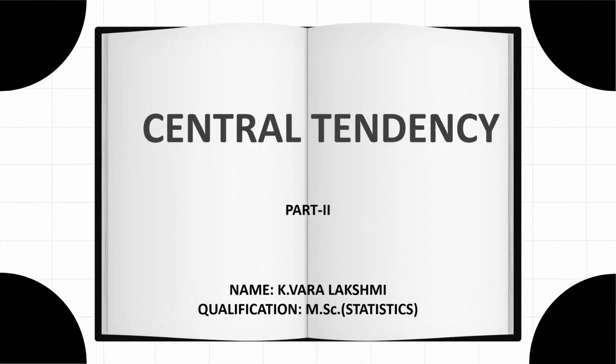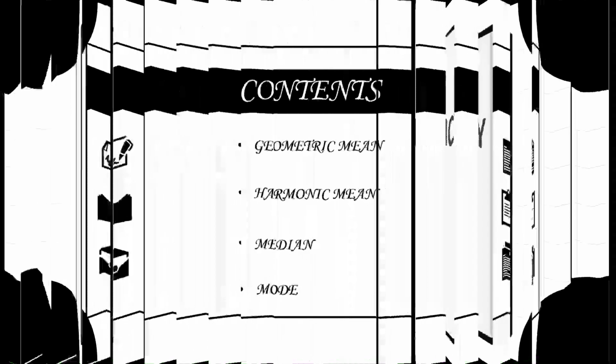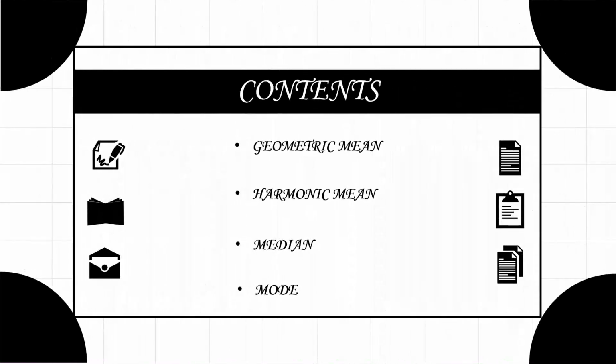In my last video on central tendency, we covered the basics of central tendency, like definition, why it is required, and measures of central tendency. In that we covered arithmetic mean calculation in case of individual, discrete and continuous series. Now in this video, we are going to cover geometric mean, harmonic mean, median and mode.